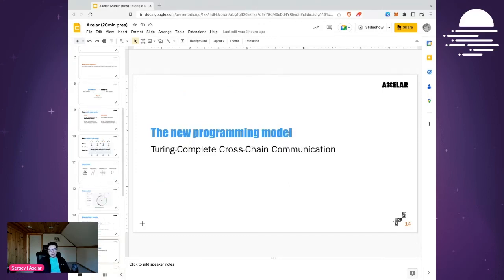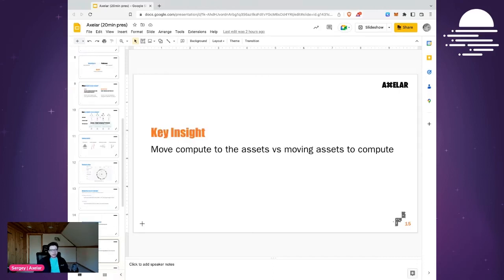And so the final piece that I'll just mention is what we call a Turing-complete cross-chain communication programming model, right? And I think that's really, really powerful. That enables a whole generation of new use cases that were not possible previously. And the basic insight behind this model that I strongly encourage you to think about is that traditionally we've been talking about the concept of moving assets around different chains, right?